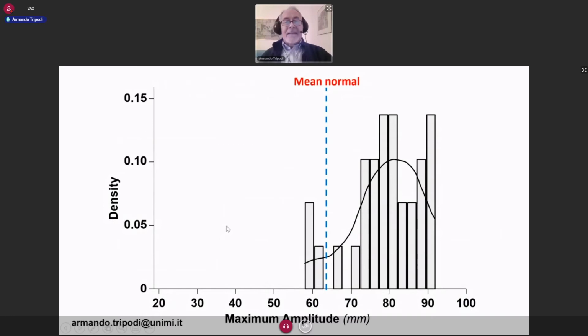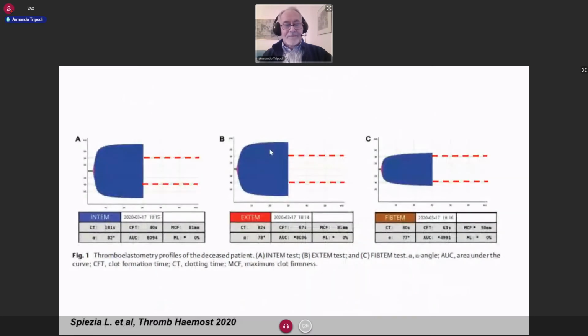When we looked at the distribution of individual results of the maximal amplitude in our patient population, we found, as you can see here, that the majority of patients had maximal amplitude levels which were higher than the mean of the normal range. And again, this denotes a state of hypercoagulability detected by thrombelastometry.